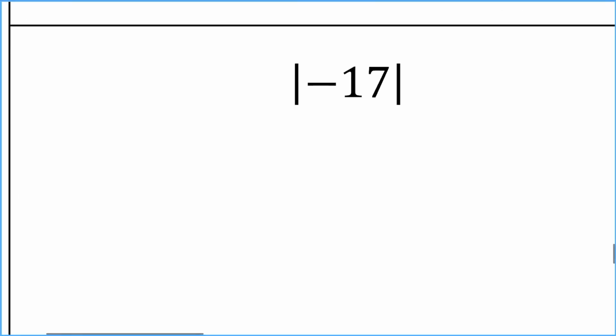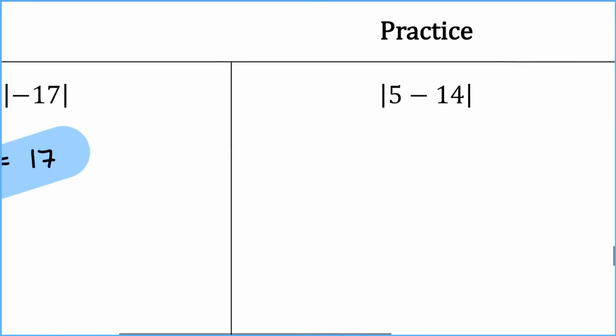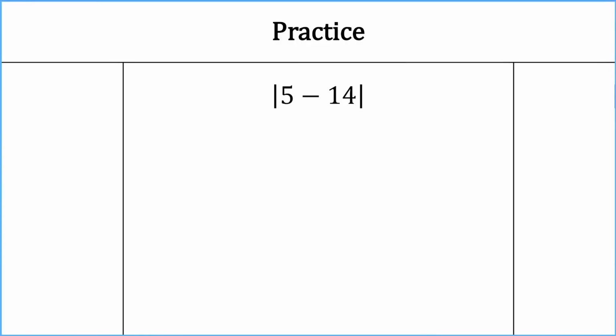The absolute value of negative 17 is 17. Congratulations. 5 minus 14 is negative 9? I hope so. And the absolute value of negative 9 is positive 9.